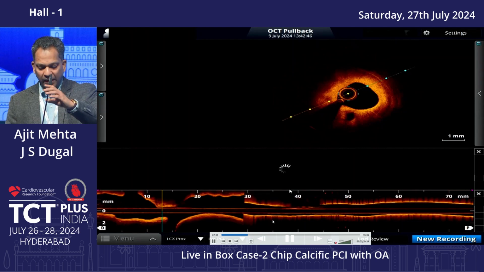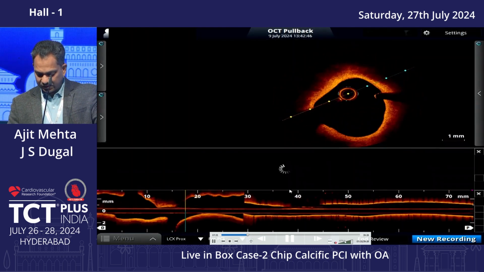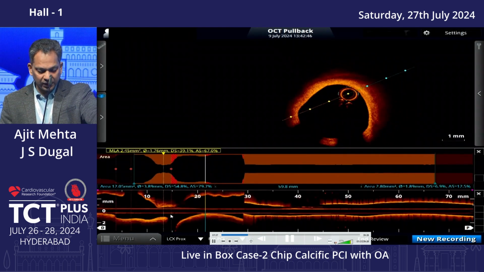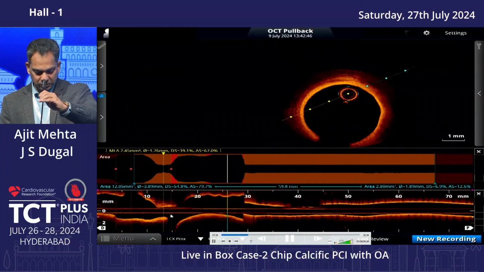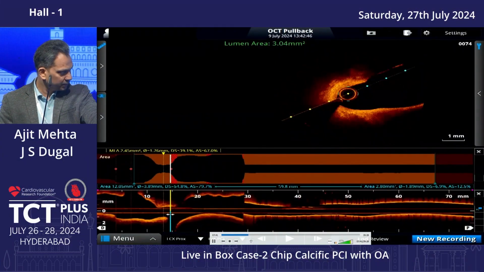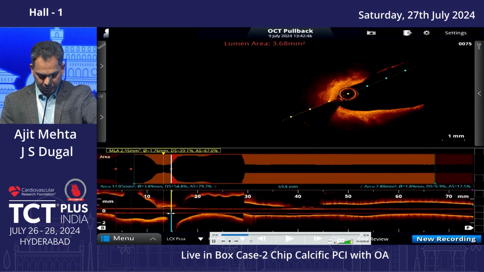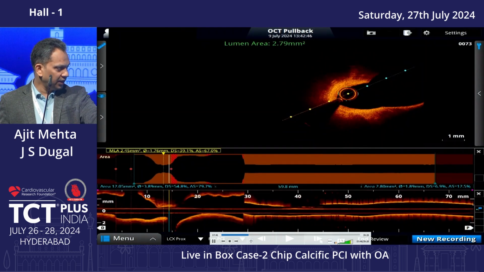So I think this is the pullback from the circumflex. We did pullback from the circumflex as well. Yeah, circumflex ostium is actually more likely non-calcified plaque, right? Yes, here. It's more of a fibrotic. Yes, and a little bit of. Yes, agree.